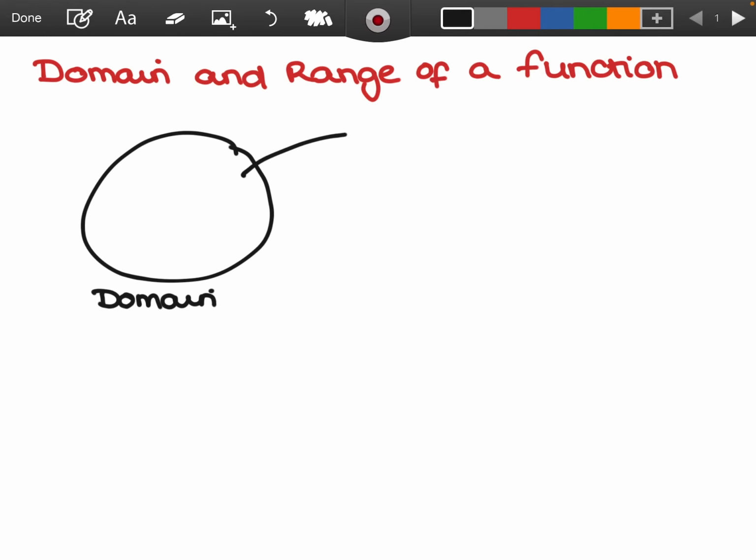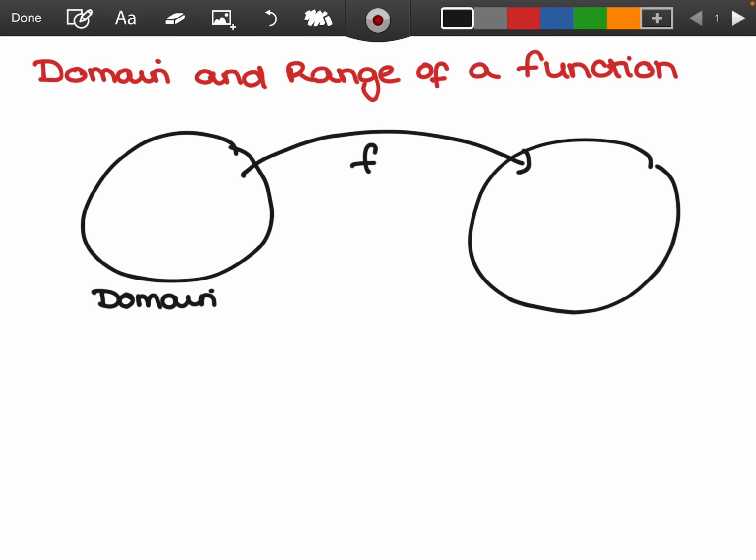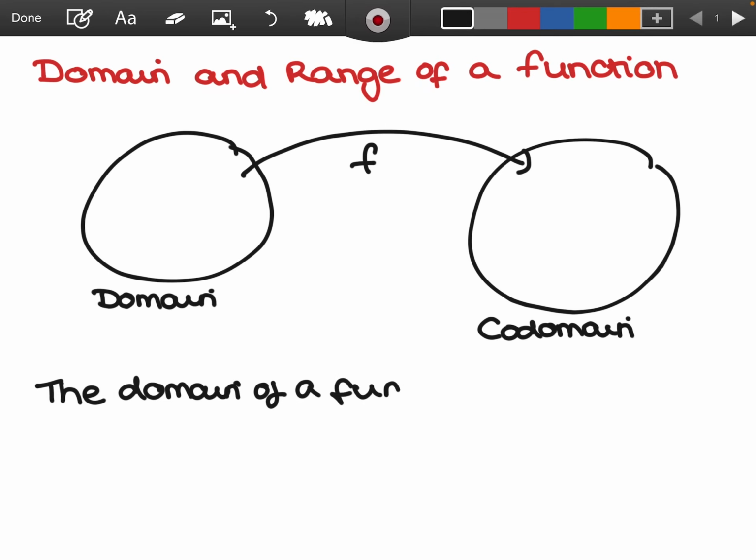So if you have a list of numbers, they form your domain, which then maps using this function, we'll call it f, into our codomain. So we had one set that is being mapped to another set. The domain of a function, as we said, is just that list of values, but it is the largest set of real numbers for which the function is defined. So let's write that down and then we can talk about it.